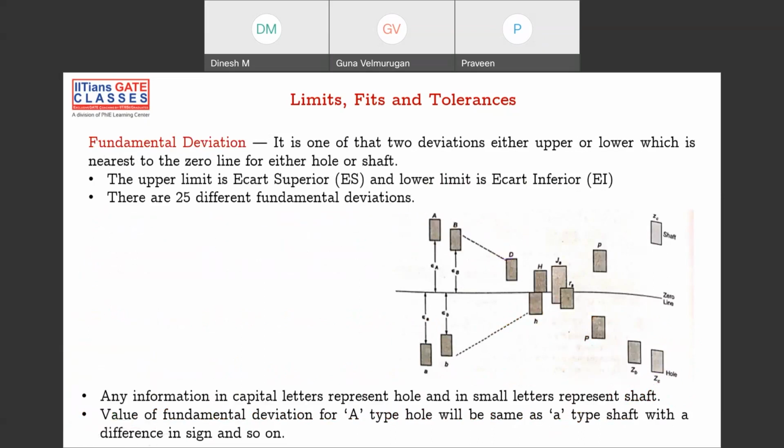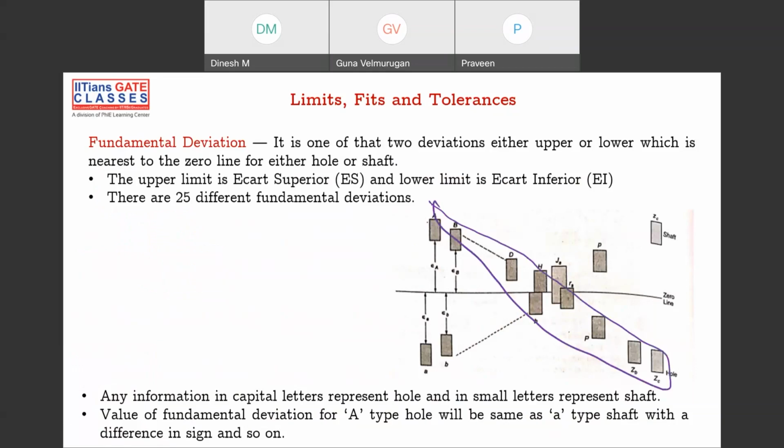Any of two, Praveen. You can take hole or shaft, any you take. Just this diagram is here like this. I'm randomly drawing. So here the minimum is this. That's it, fundamental deviation. Is it okay, Praveen? And like this, we have 25 fundamental deviations.